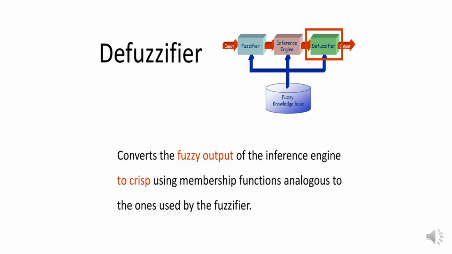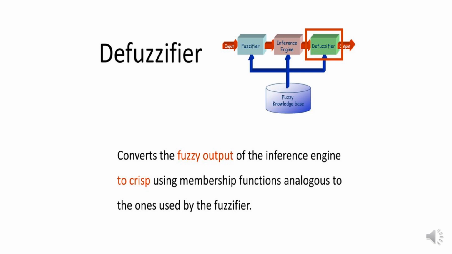So now, what is a defalsifier? The defalsifier converts the fuzzy output of the inference engine to a crisp output using membership functions, which are analogous to the ones used by the falsifier. Whatever we have done in the falsifier is reverted in the defalsifier. So finally, the defalsifier will give you an output from the inference engine.